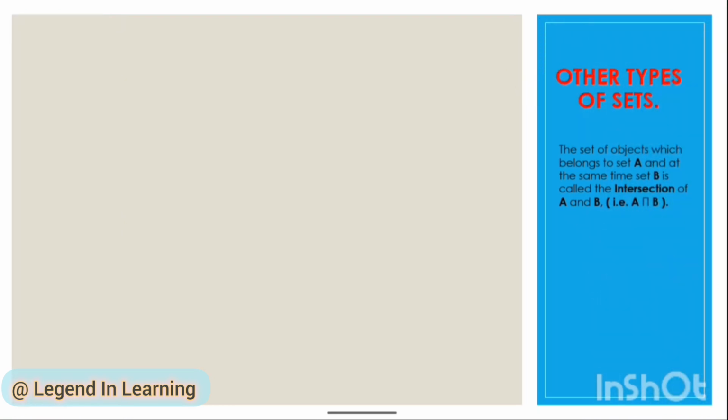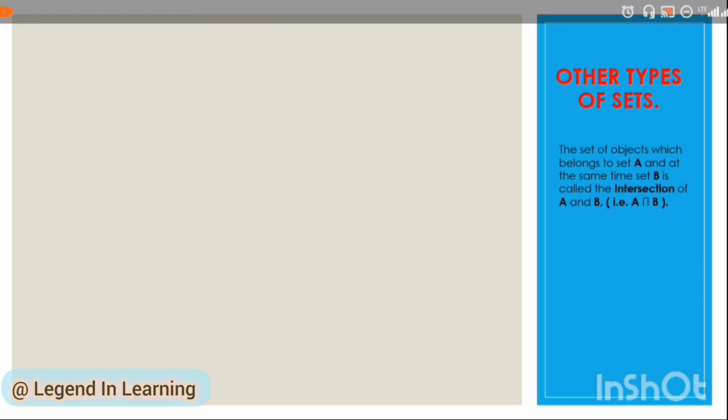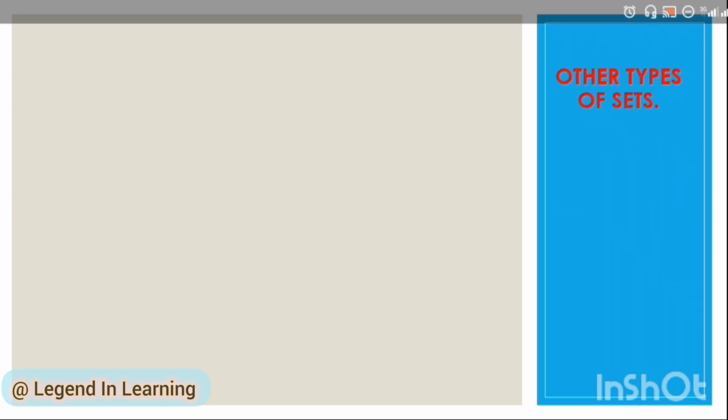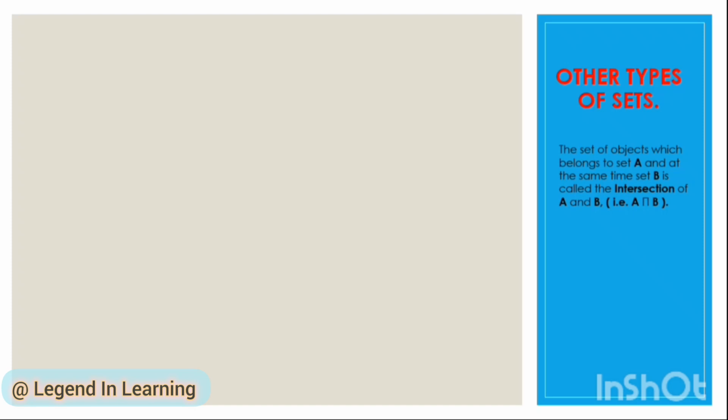What we are coming to look at is the intersection. Here is the set of objects which belongs to A, and at the same time belongs to B. This type of set is called the intersection. So when they belong to both of the sets, it means it's an intersection.